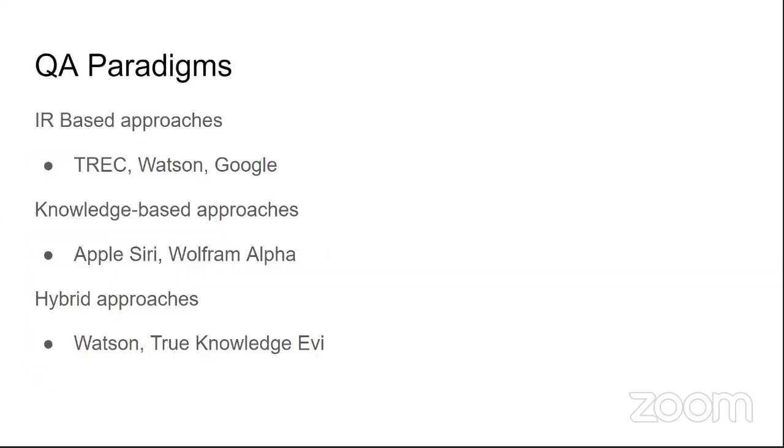The different paradigms that have been there and are currently prevailing in question answering subtasks are, number one, information retrieval based approaches. So what are information retrieval based approaches? The web based approaches that we discussed. So what Google does is basically it has a whole lot of web pages, a database of web pages. Its Googlebot basically indexes each page into a database.